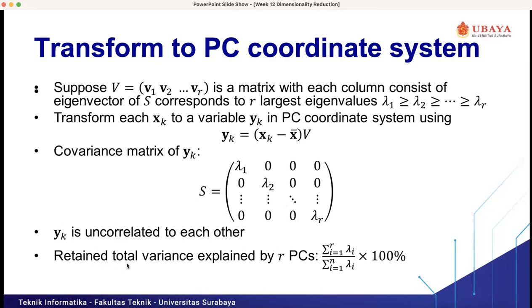So the total variance explained by R principal components: the total variance retained by the principal components will be the sum of lambda 1 up to lambda R, divided by the sum of all the eigenvalues that we have. Okay, maybe I will give you some example here.